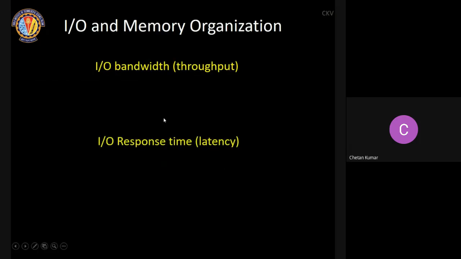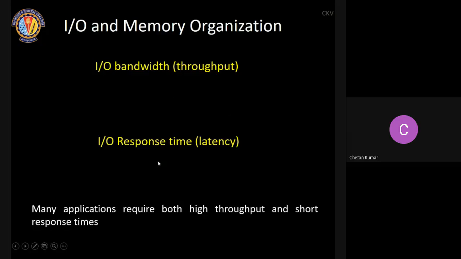Okay, so there are two things with respect to I/O. One is called I/O bandwidth, which we call throughput, and then there is something called response time, which is again called latency. So many applications require both high throughput and short response time, but again, the majority of them will require either high throughput or very short response time.